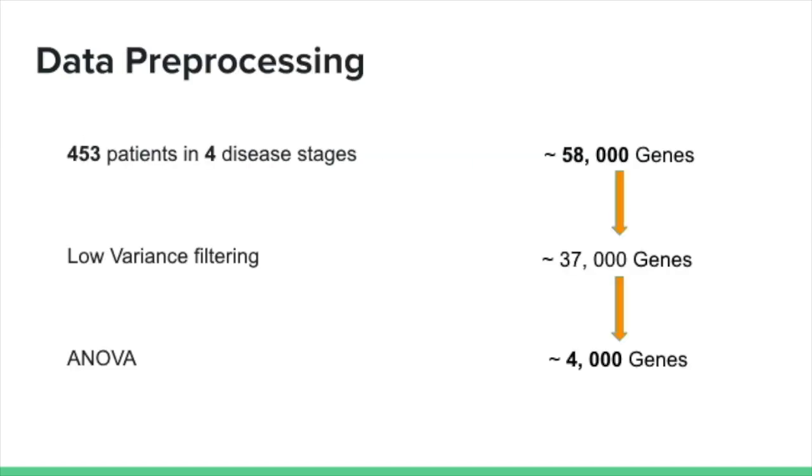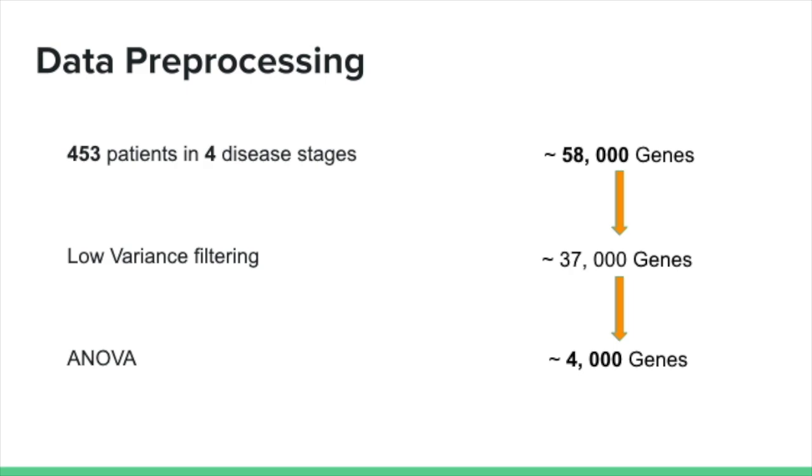We were provided data for 453 patients, each assigned to one of the 4 stages of AMD. For each subject, we were given their gene expression counts for about 58,000 genes. Our initial data is too high dimensional to perform an analysis on, so we resorted to low variance filtering and further ANOVA analysis to reduce our space to about 4,000 genes per patient.